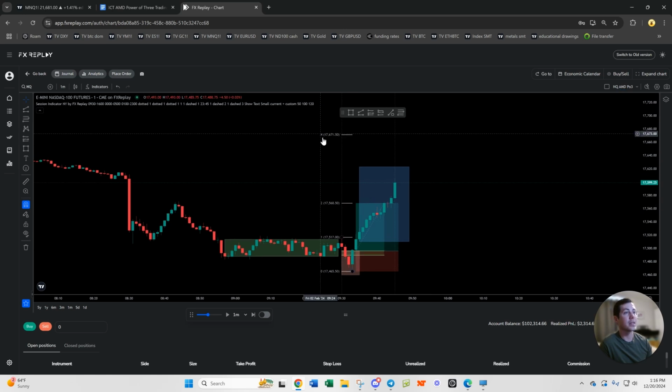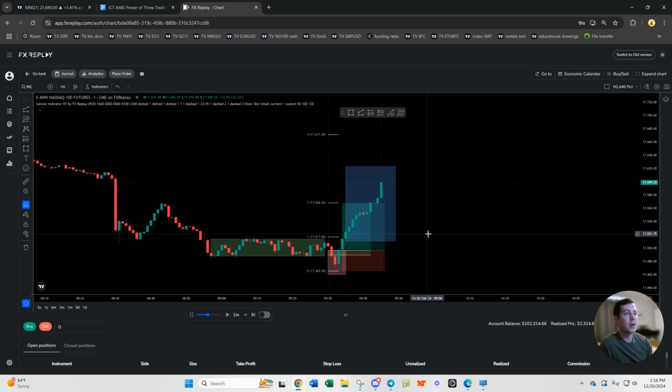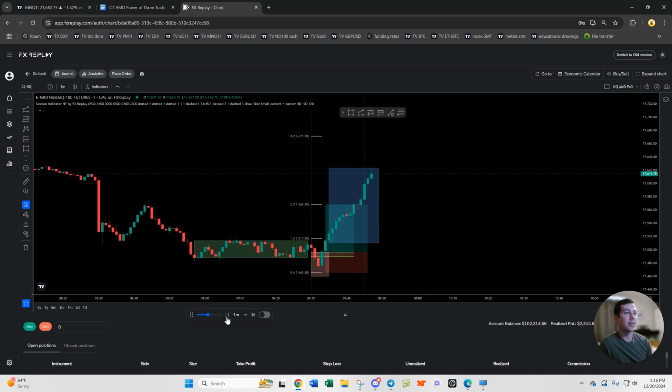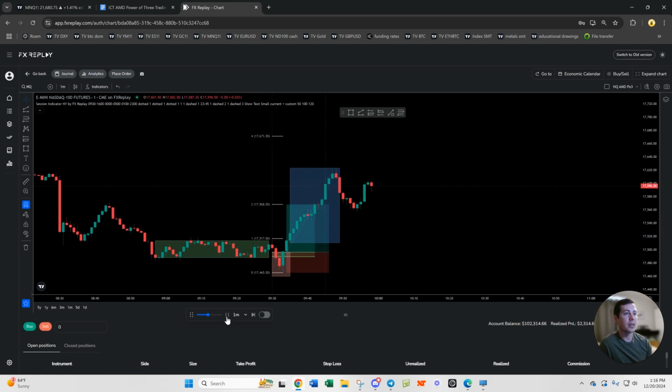Potentially it could come up to the 4 standard deviations, but for today, I'm just going to look for whatever gives us at least 2R, so we at least get some decent profits from the move. So we got plenty of time left in the New York session. It's going to let things play out a little bit.